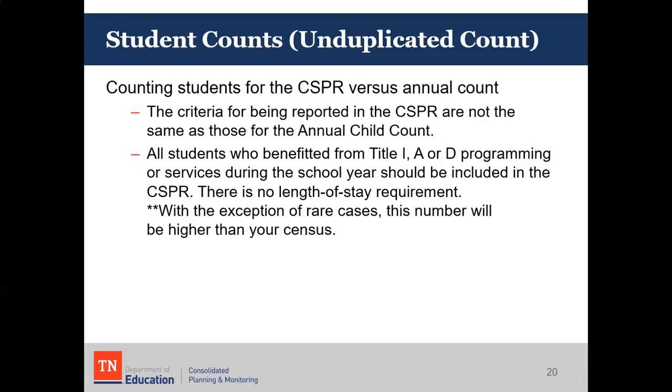In the next two slides, we separate the difference between student counts and unduplicated counts. The criteria for being reported in the CSPR data are not the same as those for the annual child count. If you remember, we do the annual child count in the fall of each year, where we count students for a 30-day period in October and November, and that's used to generate funding.